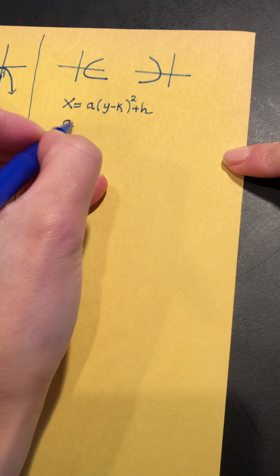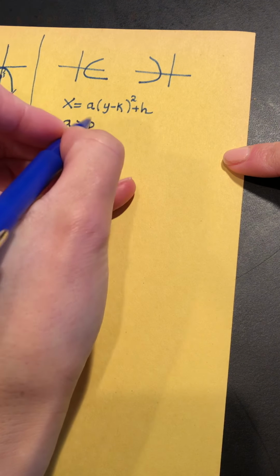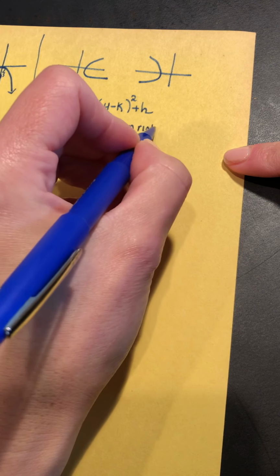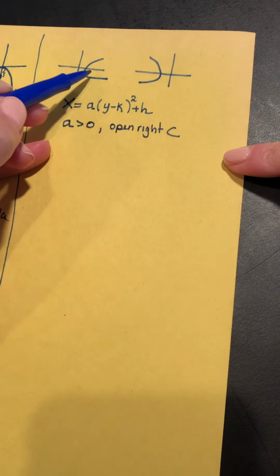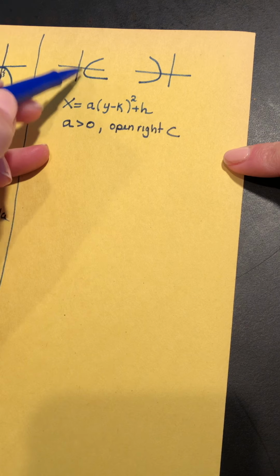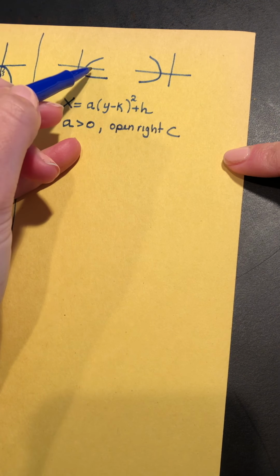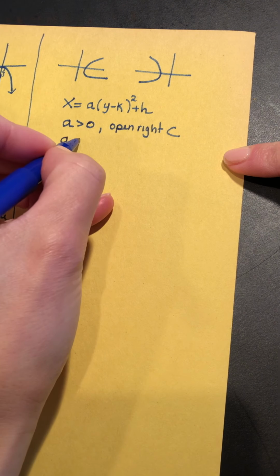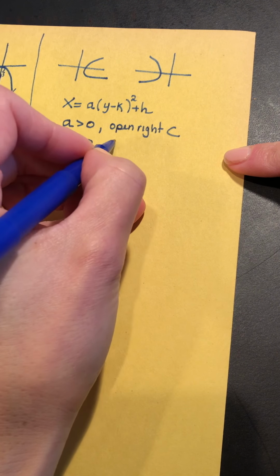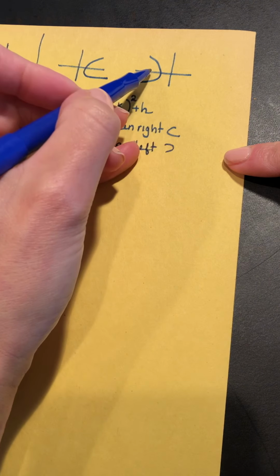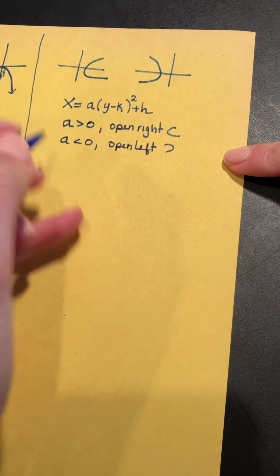If a is greater than 0 this time, we're gonna open to the right. Okay, so this is the situation in which a is greater than 0. And that might not be obvious, so just make sure you make a note of that. If a is less than 0, we're going to open left. Okay, so this is the situation here where a is less than 0.